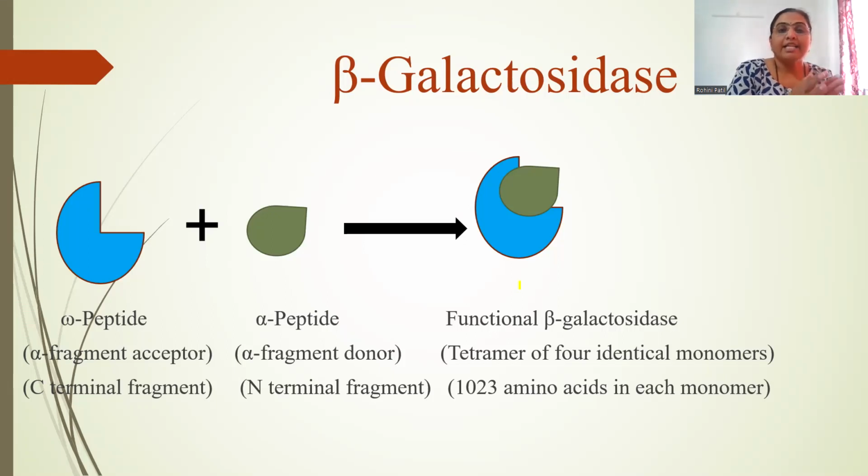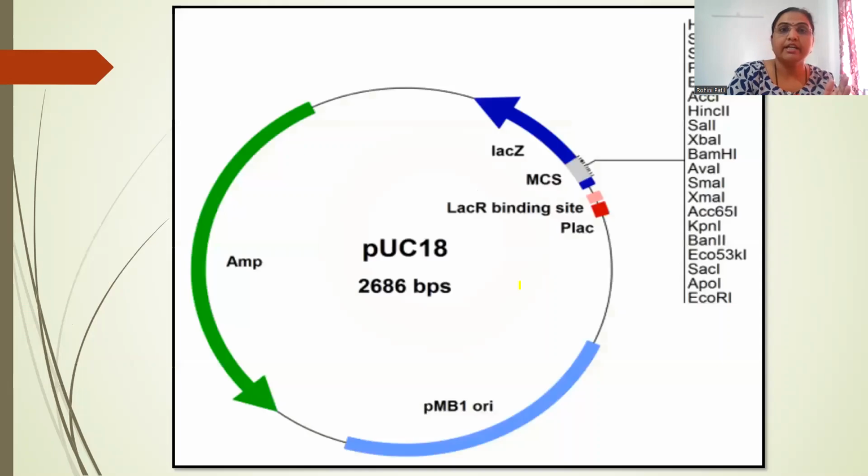And as this has been discovered, there are 2 fragments which can be located in 2 different places, and in trans, when they are present, they come together and form a functional beta galactosidase. So this has been utilized as a marker.